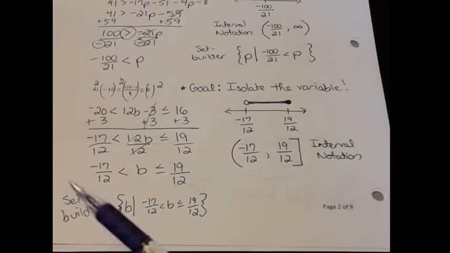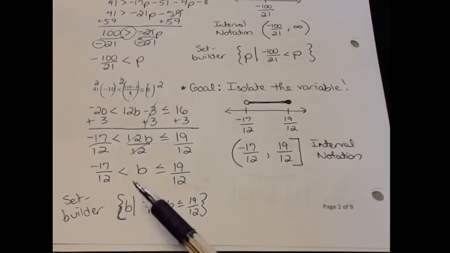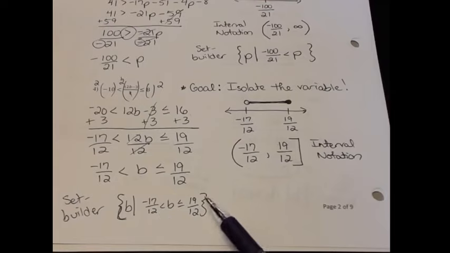Lastly, we want to write our answer in set builder notation, so we write out our set of braces, variable, bar, pick up the answer, write it inside, bam, you're done, moving on. Let's take a look at number 5.